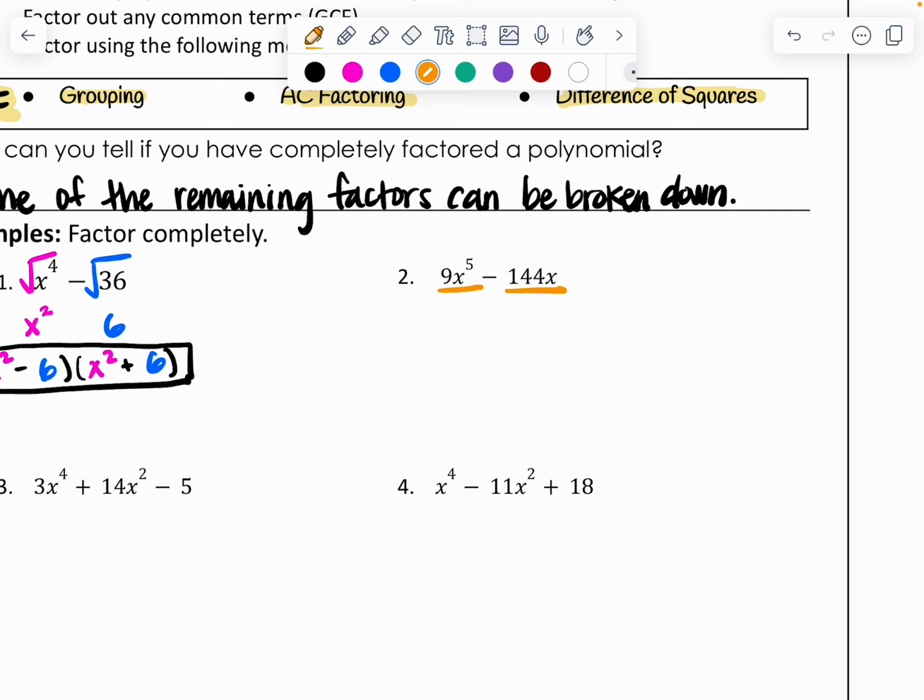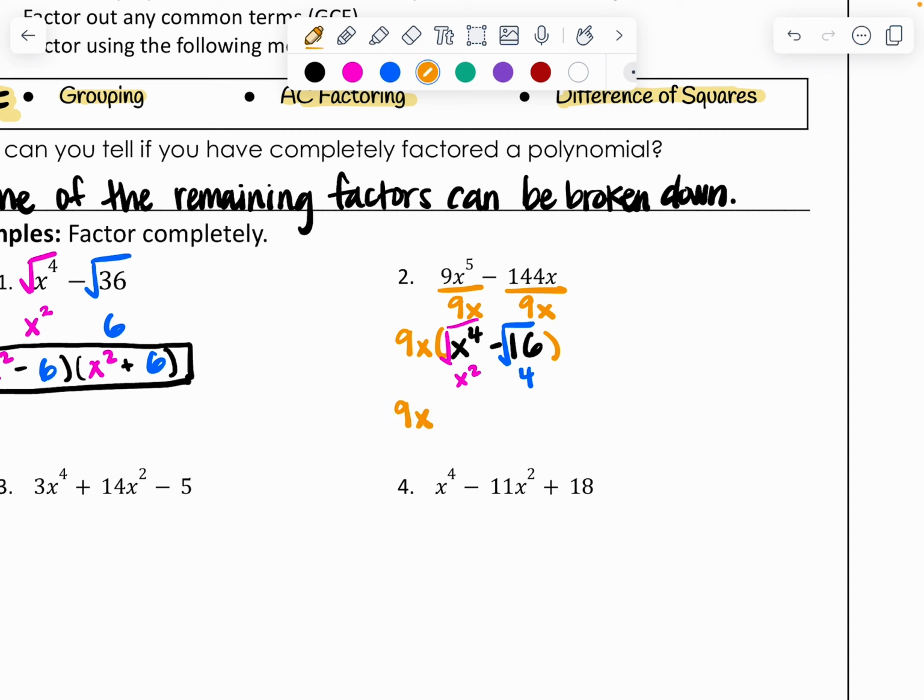So the greatest common factor of 9 and 144 is 9. And they both have x. The lower exponent is 1. So I can factor out 9x. When you divide, you get x to the power of 4 minus 16. Now, x to the power of 4 minus 16 is a difference of squares. So I'm going to take the square root. The square root is x squared and 4.